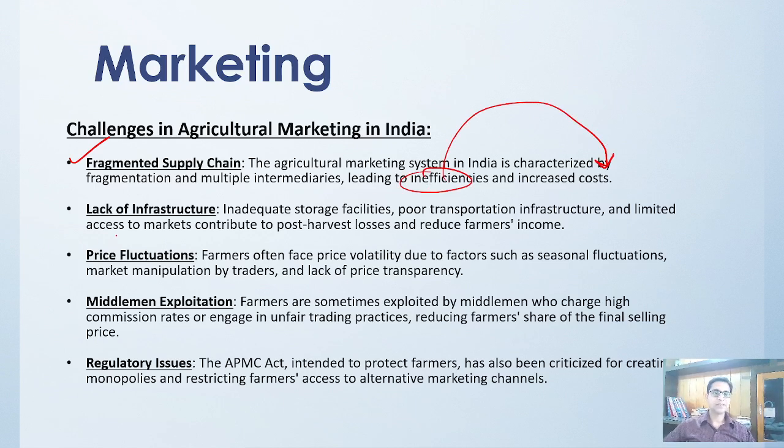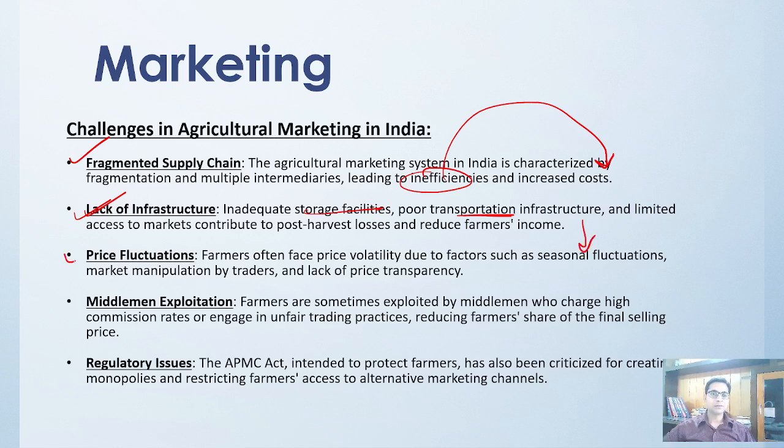Then the second one is lack of infrastructure. There is a lack of storage facility and lack of transportation facility. People are not having proper access to market information and market intelligence. Because of that, a lot of the product they are bringing to the mandis suffers post harvest losses, and yes, the farmer income gets reduced.